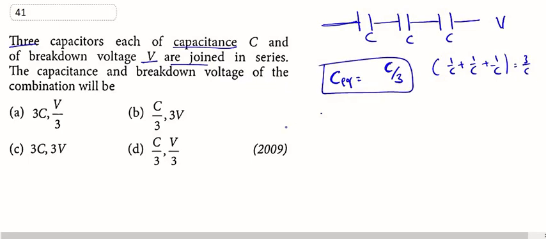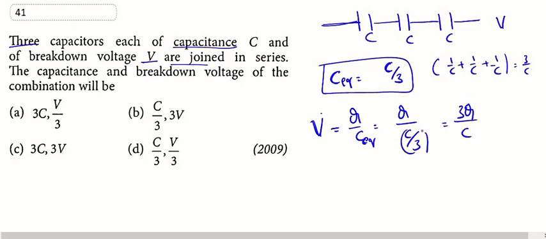What is the breakdown voltage? Voltage is equal to Q by C equivalent. C equivalent here is C by 3, so that is equal to 3Q divided by C. What is Q by C? Q by C is equal to V. So which is the right answer? C by 3, 3V.